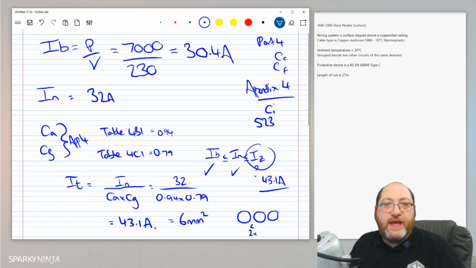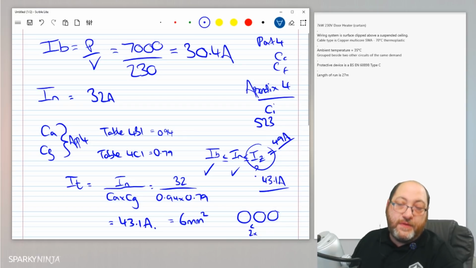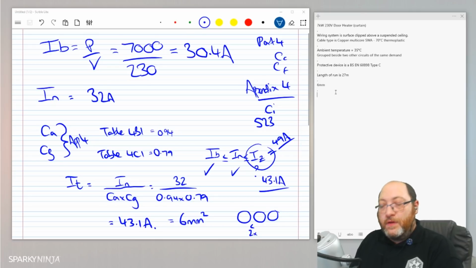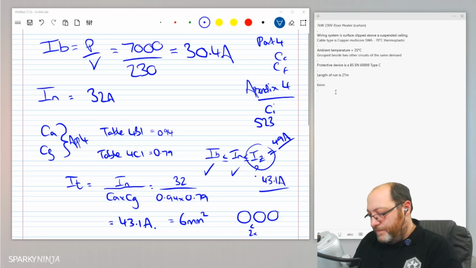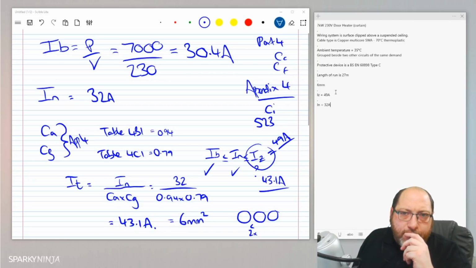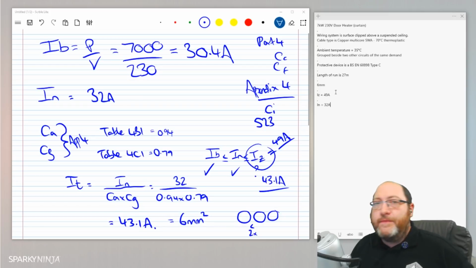And that makes IZ 49 amp. Now I'm going to update this information over here. So we have 6 mil cable, IZ equals 49 amp, IN equals 32 amp. I'm going to refer to that later on. Okay, and that'll do. That's all we really need. So that's to get to this point.